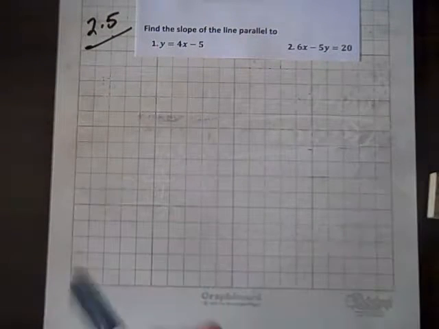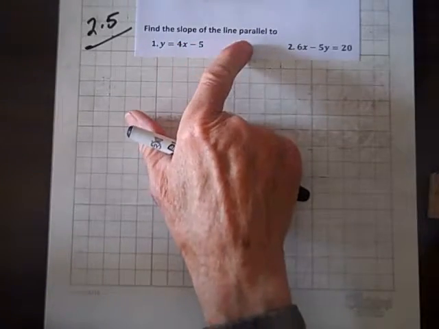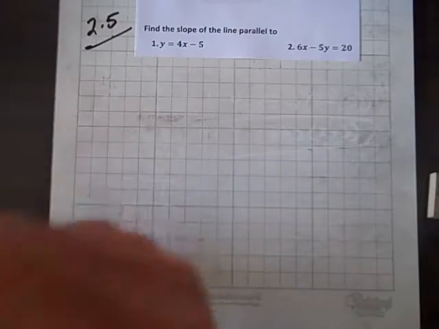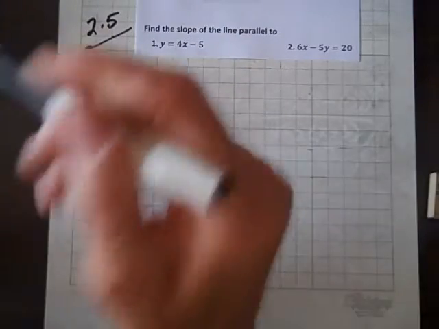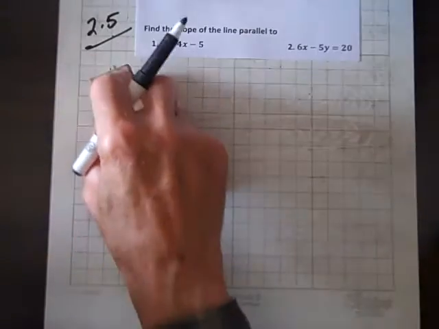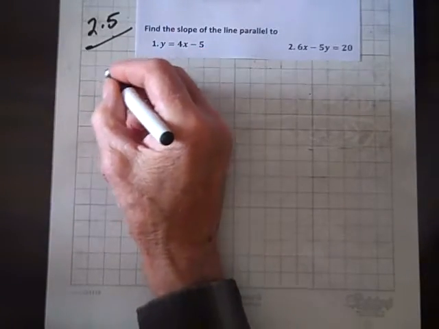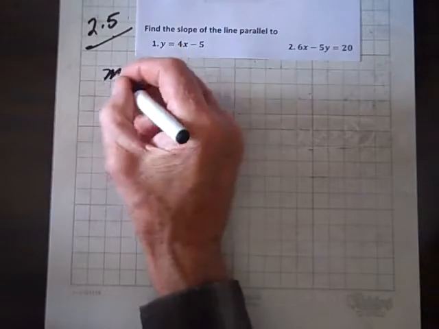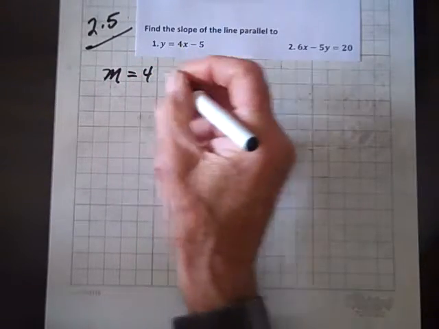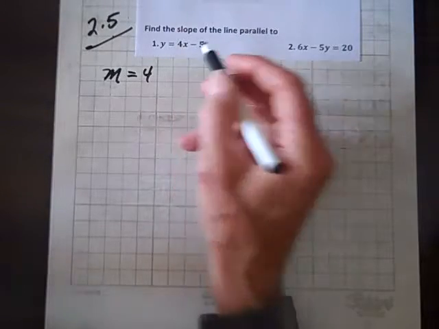Section 2.5, and we've got to find the slope of a line parallel to this line. Well, parallel lines have the same slope, so relative to this line, since the slope is 4, then the slope of any line parallel to this will be 4.